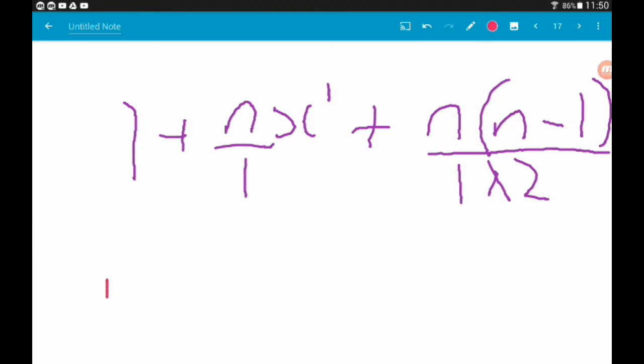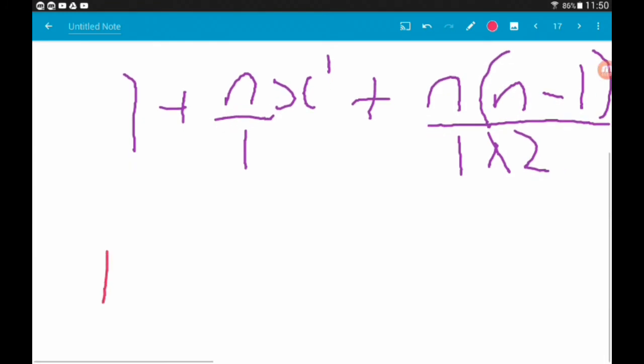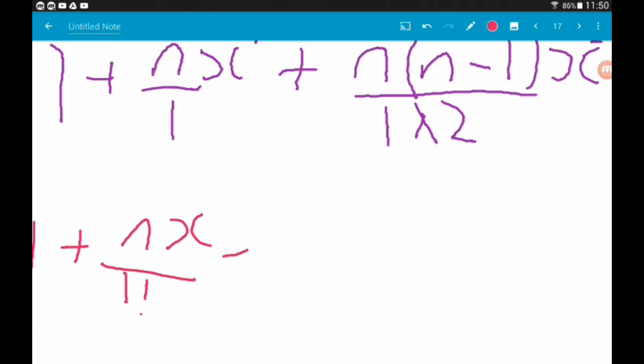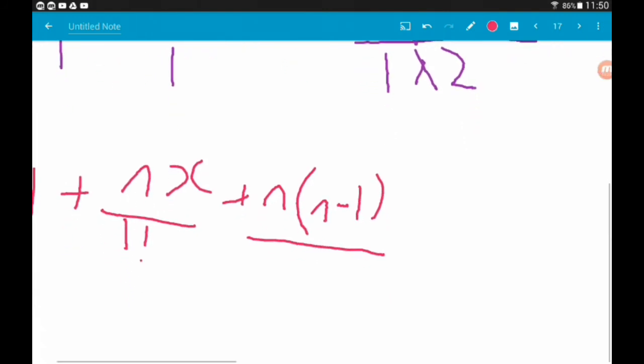Okay, so let's have a look then at going back through the formula using factorials. So our first term is 1, and our next is nx over 1 factorial. 1 factorial is 1, and our next is n times n minus 1 over, well, 1 times 2 is 2 factorial. So that's our x squared term.